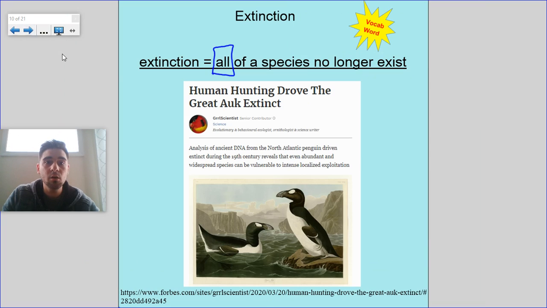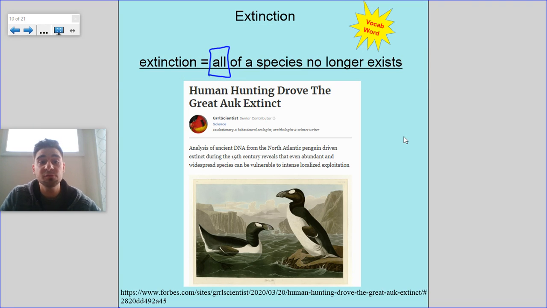Now, extinction means all of a species no longer exists. And this means that there's not a single individual left for that species. Now, this has happened actually in modern times. This is a bird called the great auk. It's actually a type of penguin. This penguin actually used to be alive in the North Atlantic. That's very close to us, right?